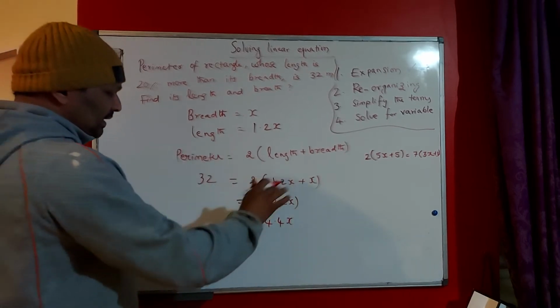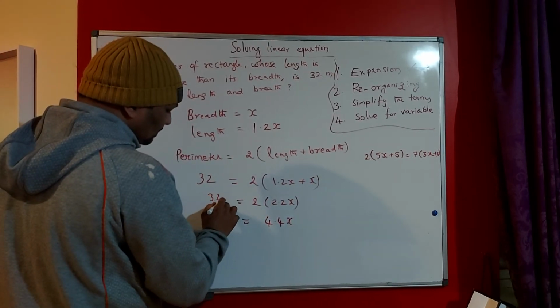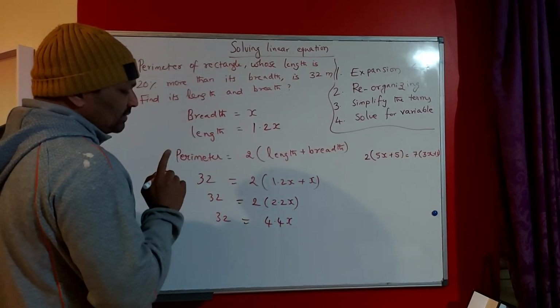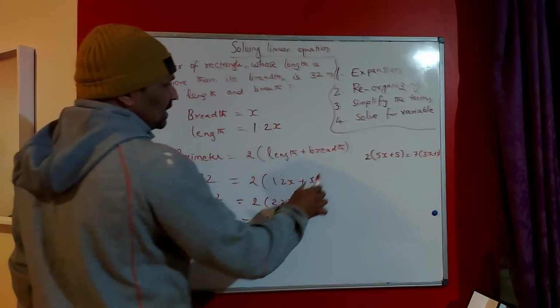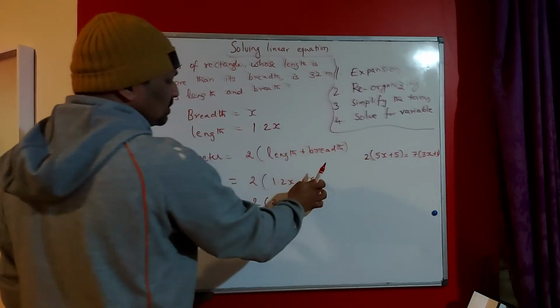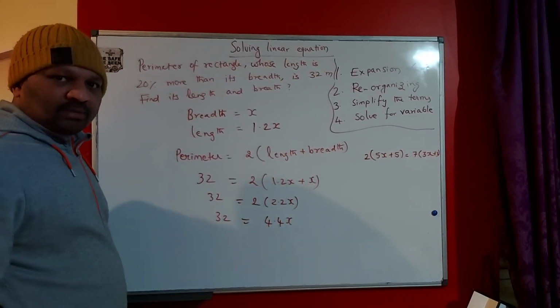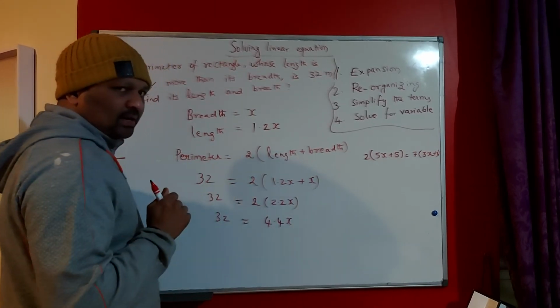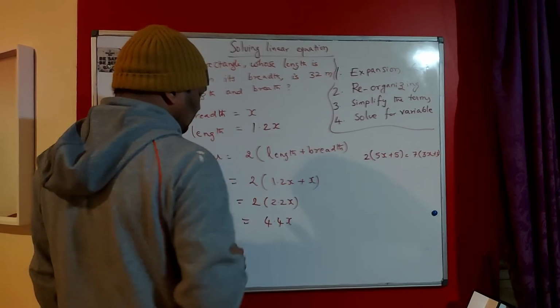4.4x on the right side. On the left side, 32 will continue. So what did we do? We reorganized. Expansion, as such, there is no need because the terms within the bracket are having a variable. That's not needed. Reorganizing the terms.